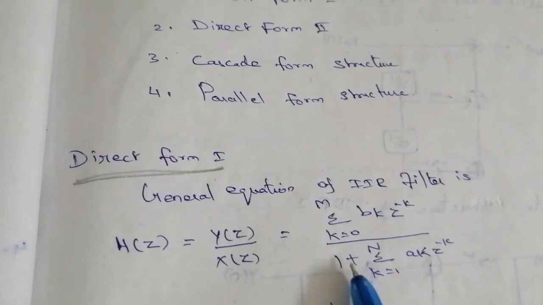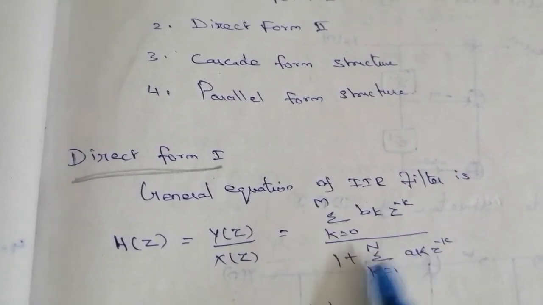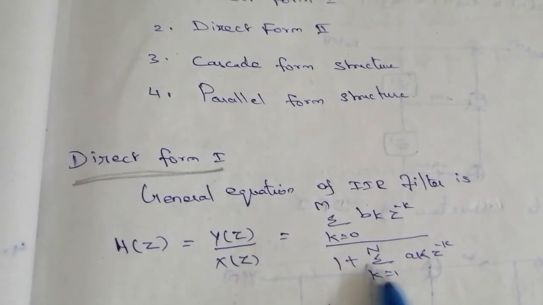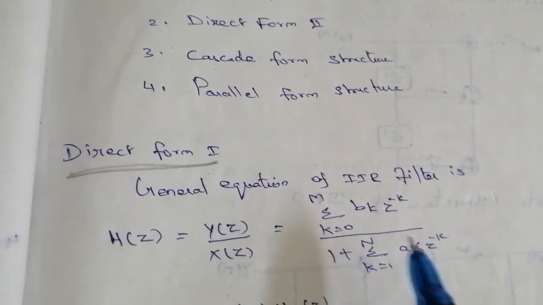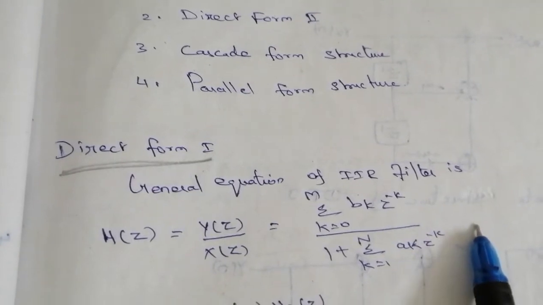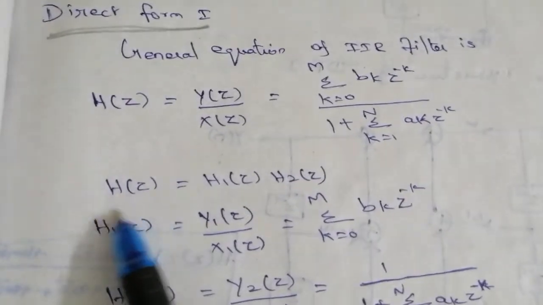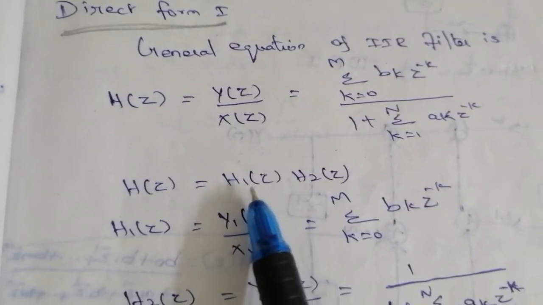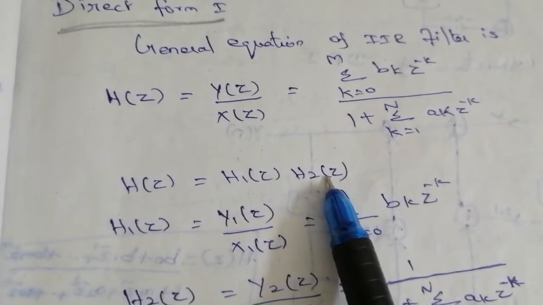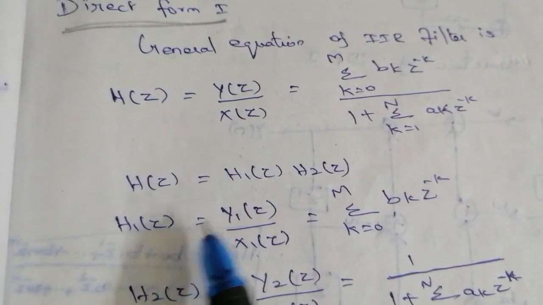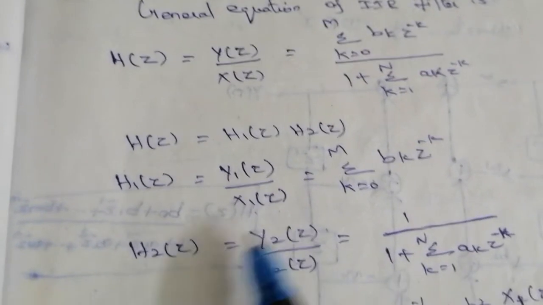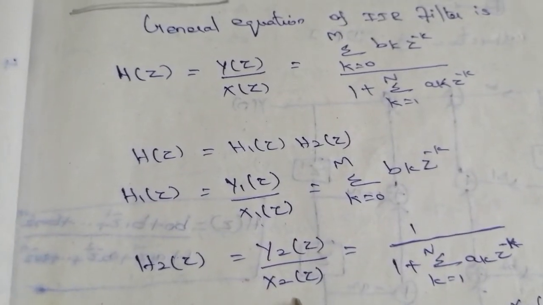If we substitute k equal to 0, the value is 1. So here we use 1 as a constant, plus the summation from 1 to N, okay? If h of z is given in two terms, we take h1 of z and h2 of z. So h1 of z is y1 of z divided by x1 of z, and h2 of z is y2 of z divided by x2 of z.